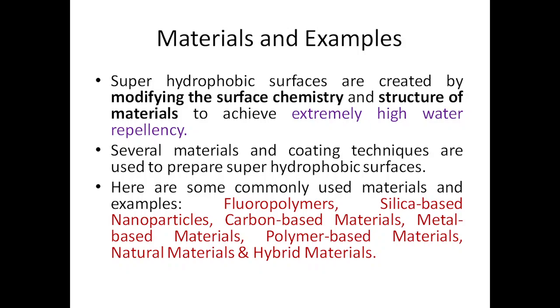Several materials and coating techniques are used to prepare superhydrophobic surfaces. Here are some of the examples: fluoropolymers, silica-based nanoparticles, carbon-based materials, metal-based materials, polymer-based materials, natural materials, and hybrid materials. This usually comes under materials science, where nanomaterials play a very important role.